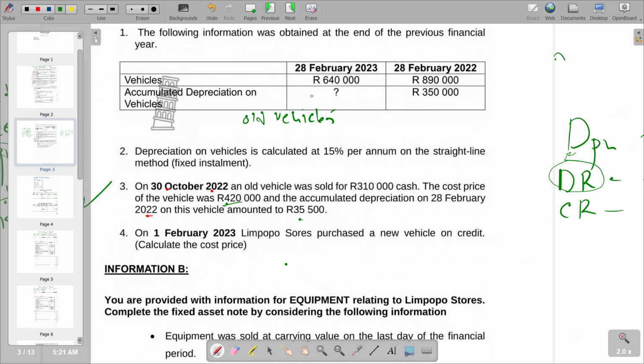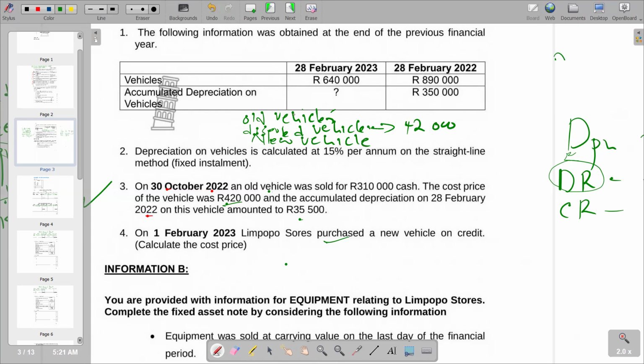And then we have depreciation for the disposed vehicle. The disposed vehicle is this one that we have here. We already calculated this one and we got 42,000, if you still remember. And then we have a new vehicle that was purchased, this one, on 1 February 2023. And then we calculate depreciation for the new vehicle.